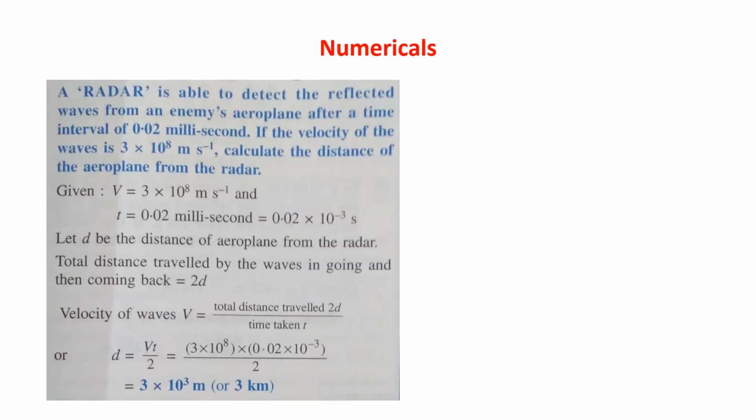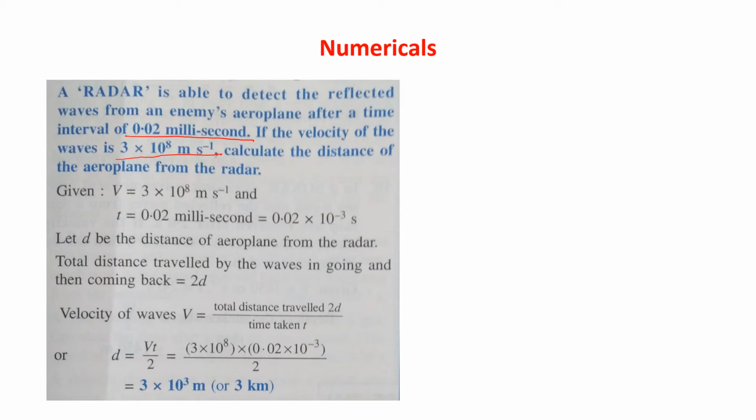Now let us solve some numericals. The first one: a radar is able to detect the reflected wave from an enemy's aeroplane after a time interval of 0.02 millisecond. If the velocity of the wave is 3 into 10 to the power 8 meter per second, calculate the distance of the aeroplane from the radar.